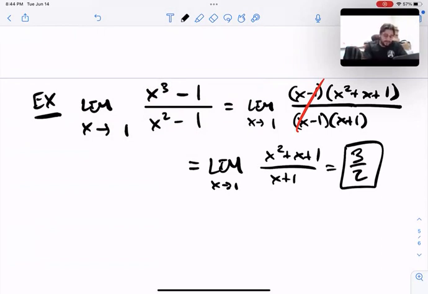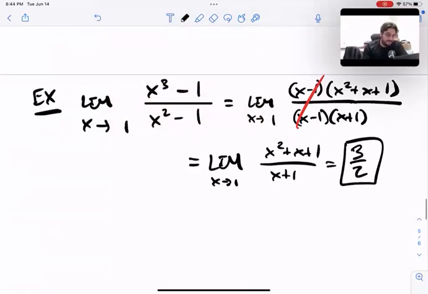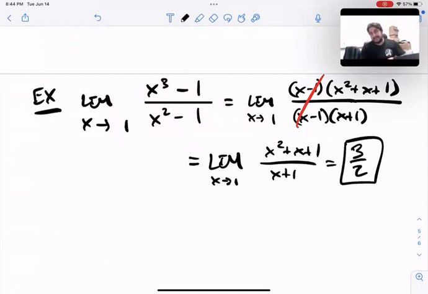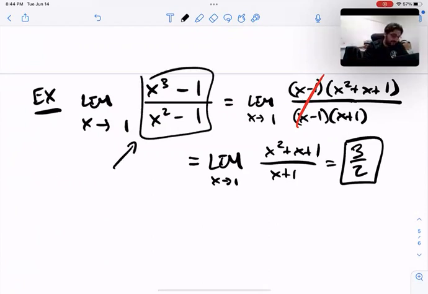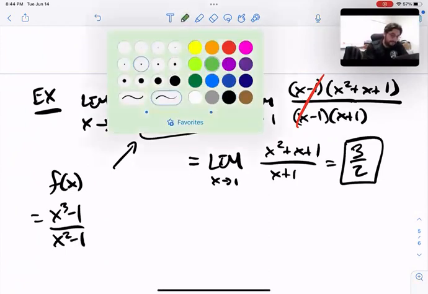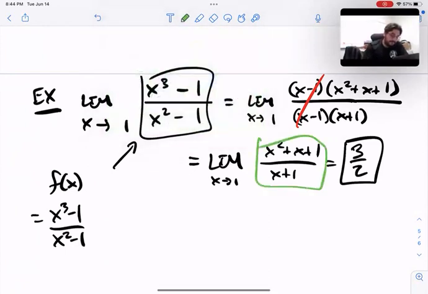It's worth noting that we've really changed the function, and here you can see the discontinuity being removed when we canceled it. So if you call this function f of x, so let's call f of x this x cubed minus 1 over x squared minus 1. But if you call this function, let's call this, say, r of x, because we've removed the discontinuity.